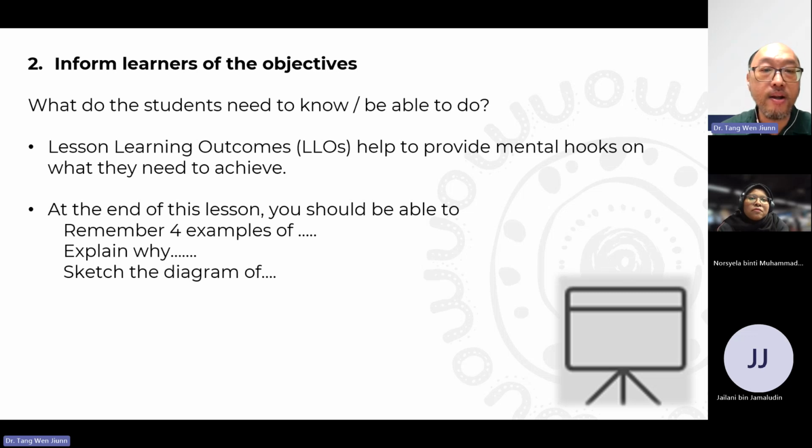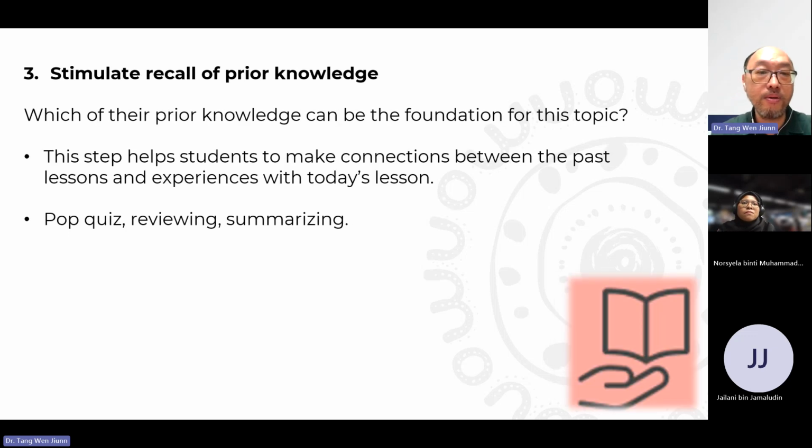Okay, so at the end of this lesson, you should be able to. That is the go-through phrase. By the end of this lesson, what you should be able to. Remember four examples: explain this, sketch this. So you give them the general idea of what they will expect to see. Once they know the objective, now you can start.